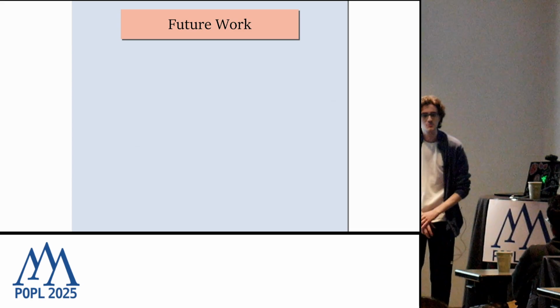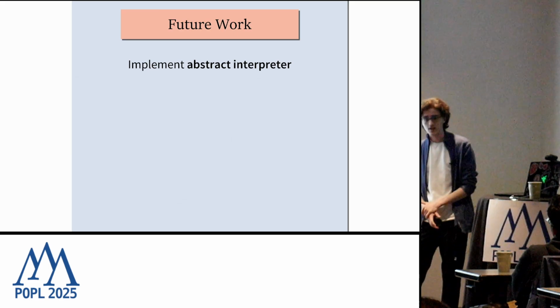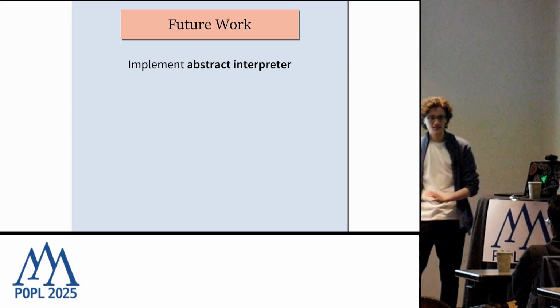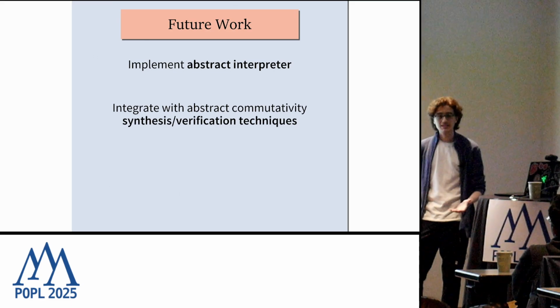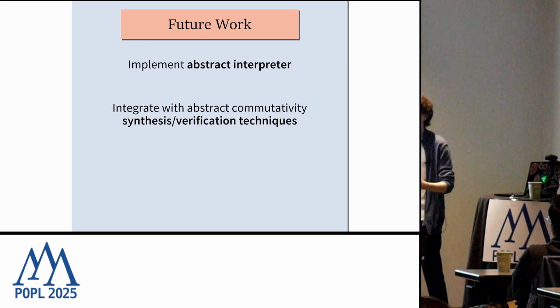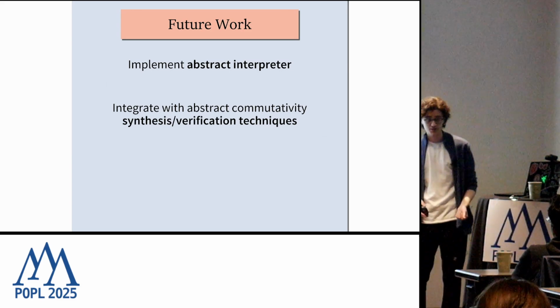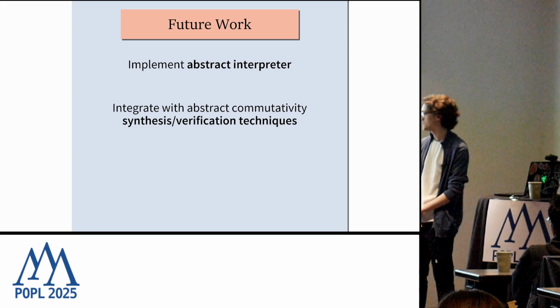We have a bunch of things that we'd like to try moving forward with this work. The first is naturally to implement an abstract interpreter. So we've proven all of these results in Coq, but not in a way that's super friendly to automation. So we'd like to implement that and, relatedly, integrate our analysis with existing techniques for synthesizing or verifying abstract commutativity conditions, which, as I've said, there are various; there's a bunch of research into doing just that.